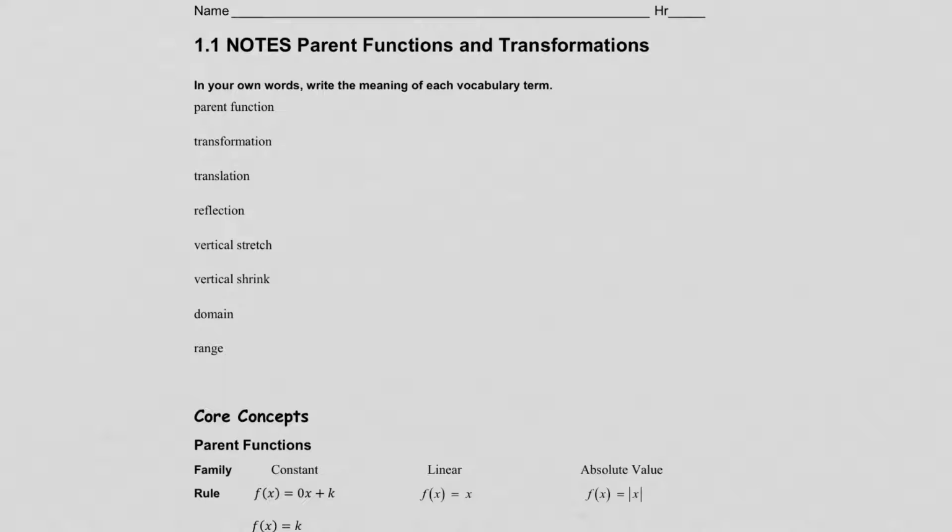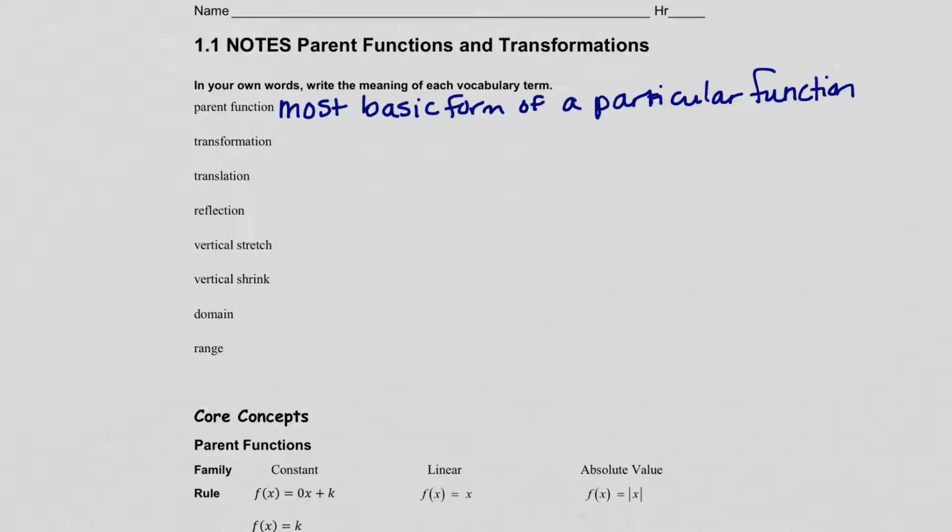So, a parent function is the most basic form of a particular function. Okay? A transformation is the moving or changing of a function, of that parent function, for the purposes of what we'll do today.